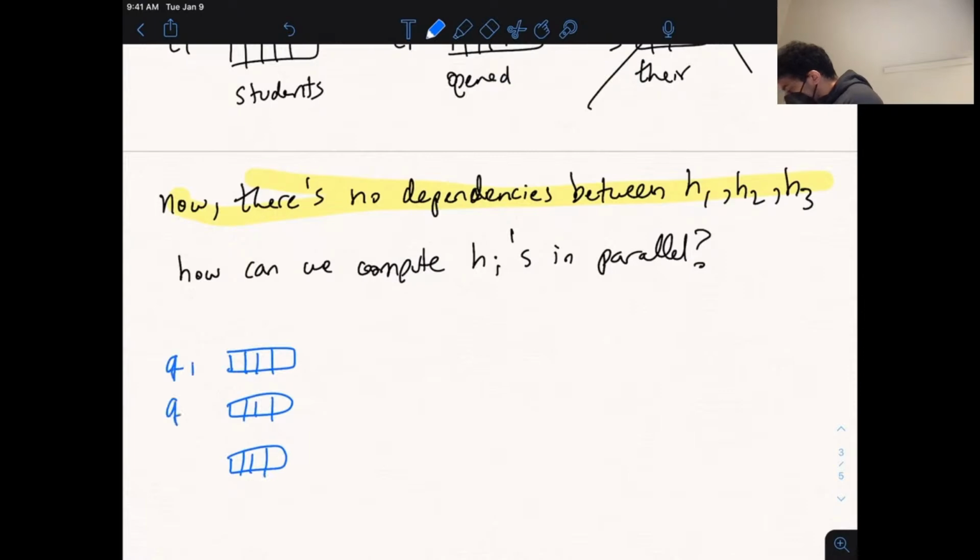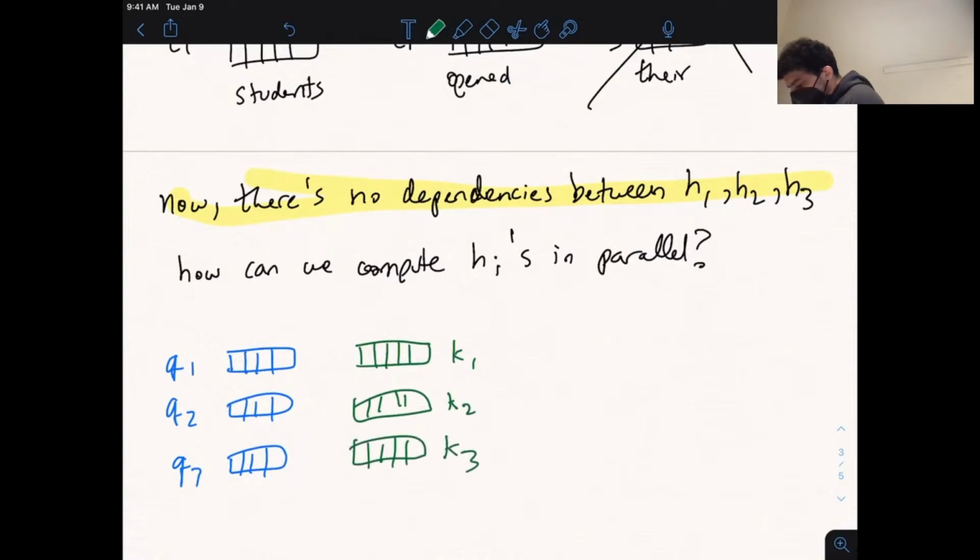This is my Q1, Q2, Q3. And let's forget about the value vectors for now. So we have K1, K2, and K3.